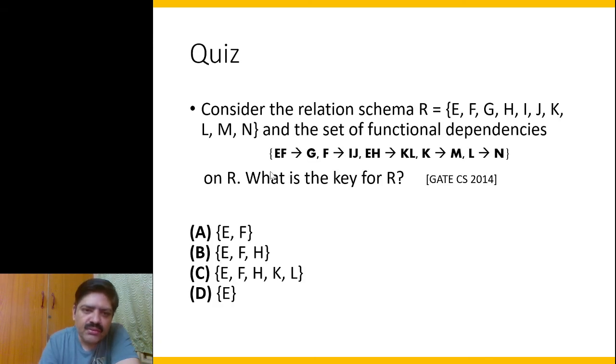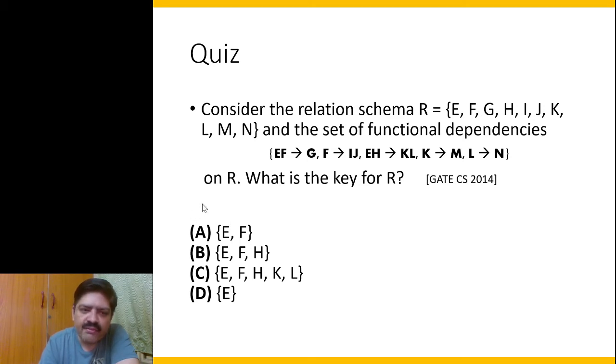So here is a question for you. Consider the relational schema R with E, F, G, H, I, J, K, L, M, N, and the set of functional dependencies: E, F determines G; F determines I, J; E, H determines K, L; K determines M; and L determines N on R. What is the key for R? By definition, the key for R contains all those prime attributes, all those attributes which together would functionally determine every other attribute of R. So let's take each of these choices and work it out.